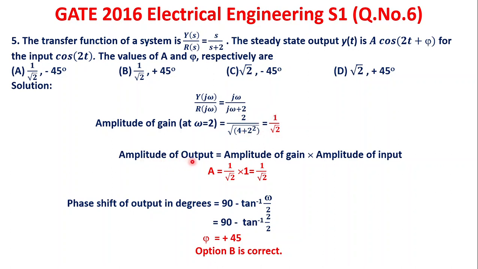So amplitude of output is gain multiplied by input. What is gain? 1 by root 2. What is input? 1 into cos 2t, so 1 by root 2.